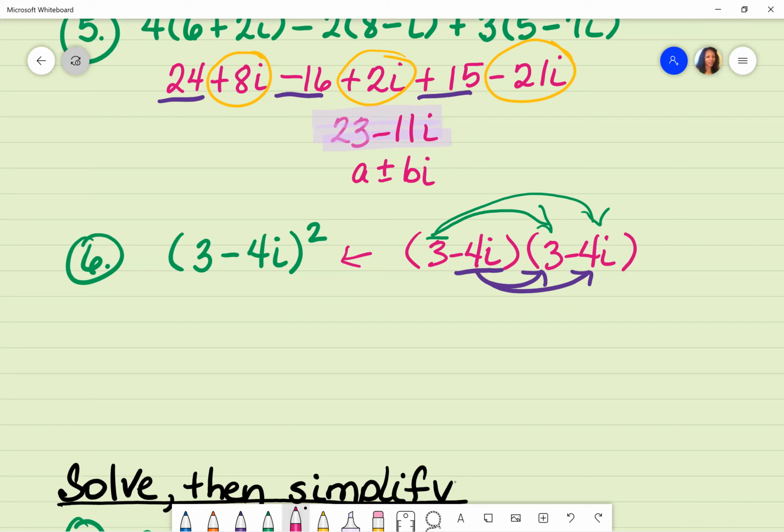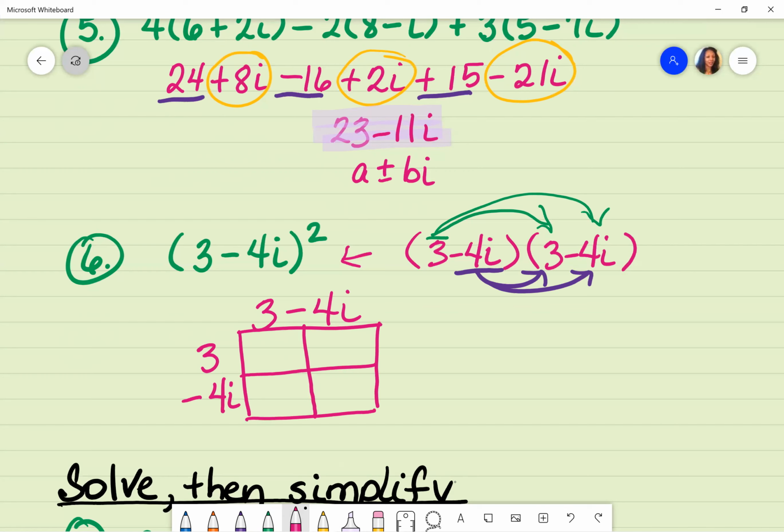I like the box. So 3 minus 4i is going to be on top, and then 3 minus 4i will be on the side. What you're doing is creating 4 boxes for your 4 terms, and you're multiplying 3 times 3, 3 times negative 4i, 3 times another negative 4i, so that means it's going to be the same answer. And on the outside, I'm just going to go ahead and write negative 4 times negative 4 is positive 16, but then i times i is i squared. By now, you should know that's negative 1, which means you're going to change your signs. Negative 16. You no longer have an i.